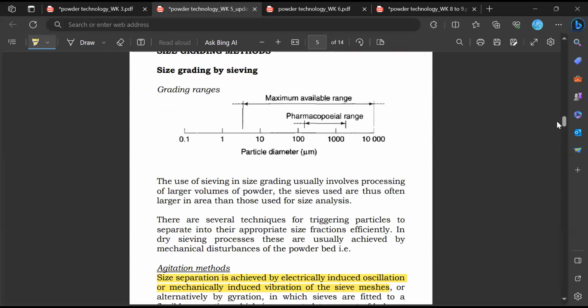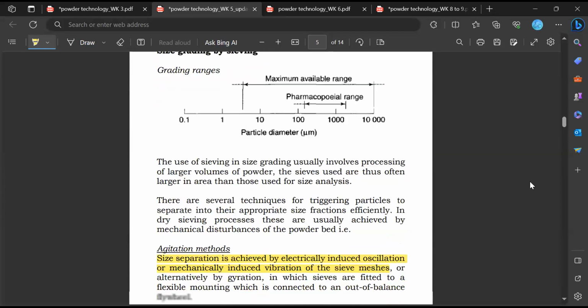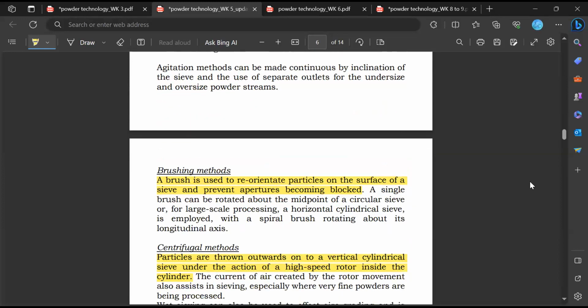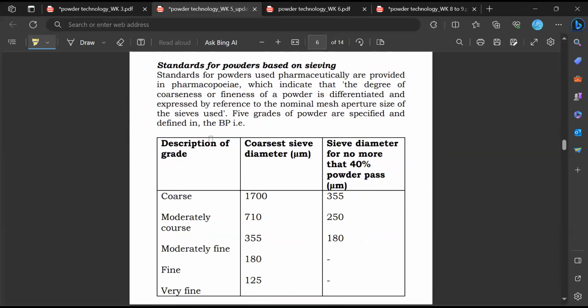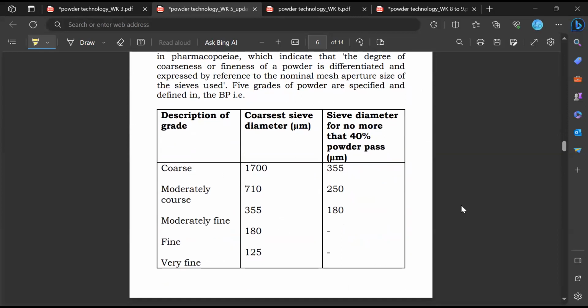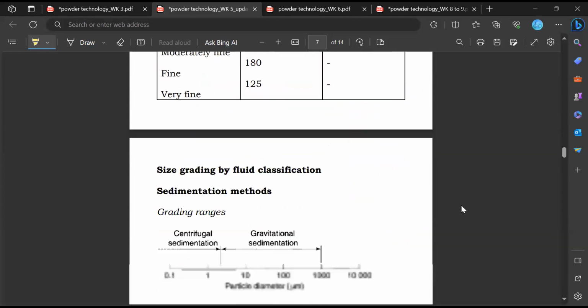So let's do a recap. Size grading methods. First one, sieving. Sieving has agitation, brushing methods and centrifugal. For the standards based on sieving, if you want fine particles, you use a sieve size of 180 micrometers, as you can see over here.